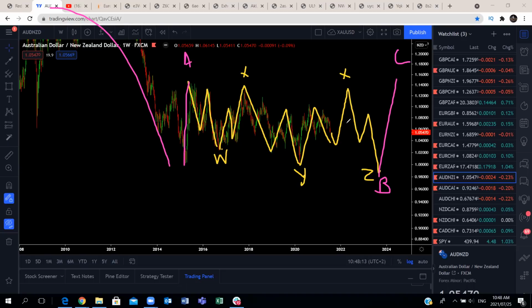Now, you cannot just come here and say, oh, I've learned wave theory, I'm going to put in my labels. What if you are wrong from the higher degree? If you are wrong, that means every time you come here, you're going to be getting it wrong. It's going to go against you every time. And with that, you cannot just look at the structure alone.